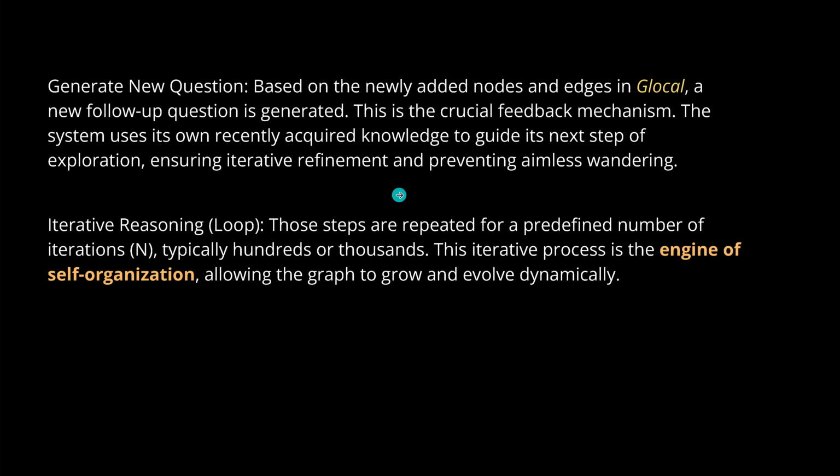And then comes this interesting part. We generate a new question. So based on the newly added nodes and edges in our local graph, a new follow-up question is generated. And this is the crucial feedback mechanism. So the system uses its own recently acquired knowledge that it put in the graph to guide its next step of exploration, ensuring an iterative refinement and preventing some aimless wandering around in an empty space.